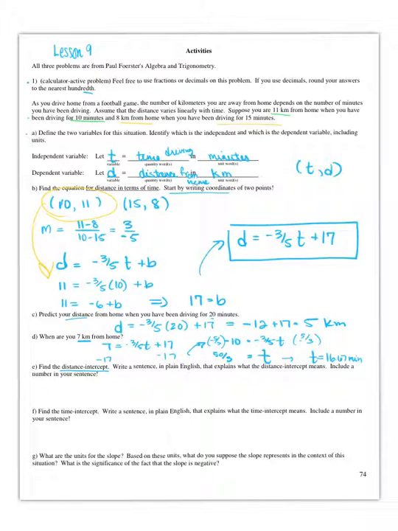Find the distance intercept. So to find an intercept, we're going to let the other variable equal 0. So our distance intercept is going to be when t is 0. So we would have the ordered pair 0, 17. We can use this now to write a sentence. So using both the 0 and the 17: at the start of the trip, the football game is 17 kilometers from home.